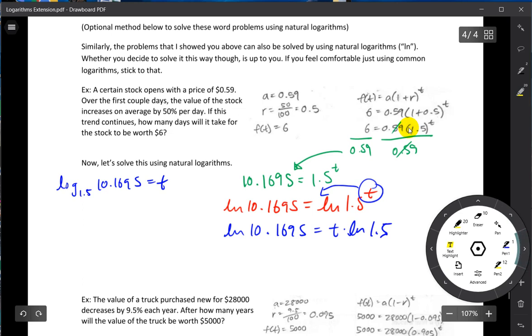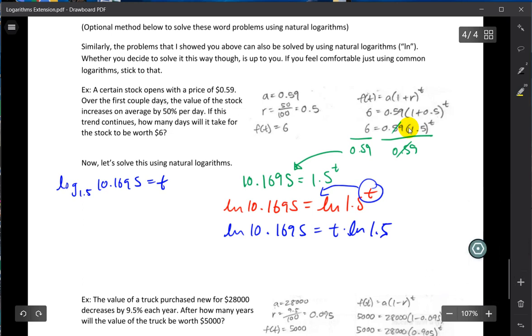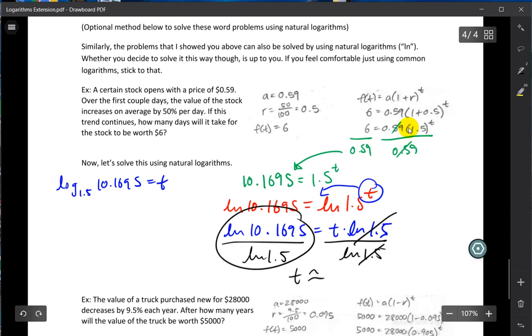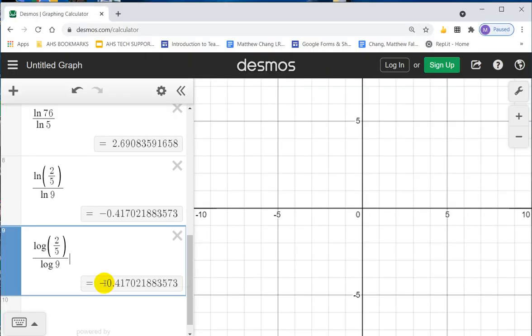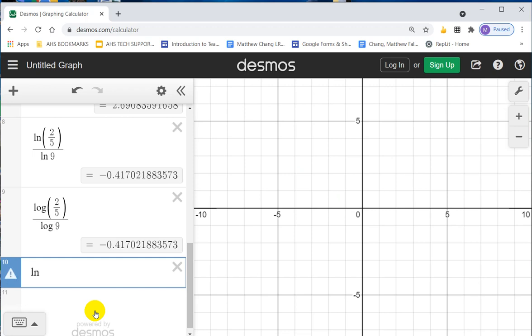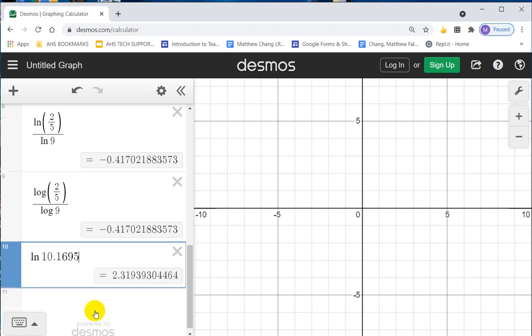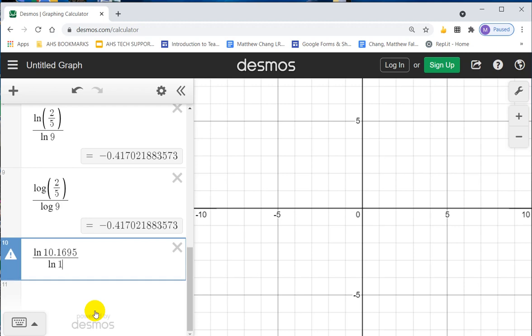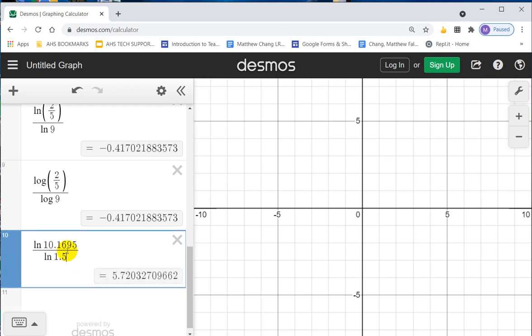Now, you see this t here, we're going to divide by ln of 1.5. So divide by ln of 1.5, this cancels, and we can get t by itself. So let's go ahead and calculate this. We have ln of 10.1695, and we divide that by ln of 1.5. By calculating this, it's going to be about 5.720 days.